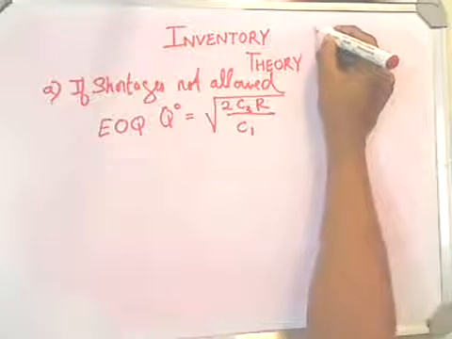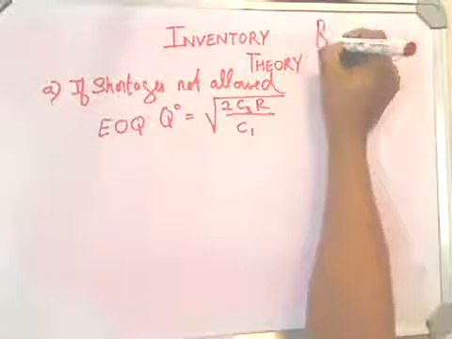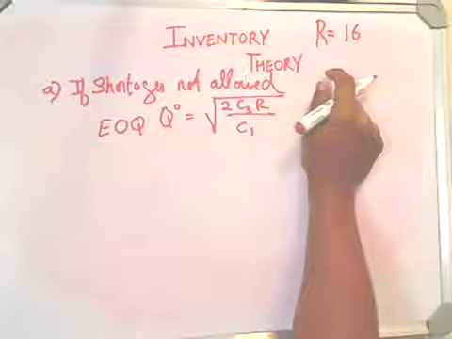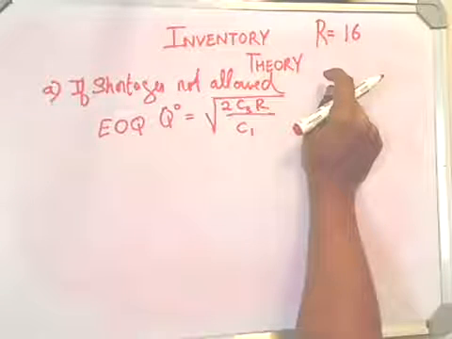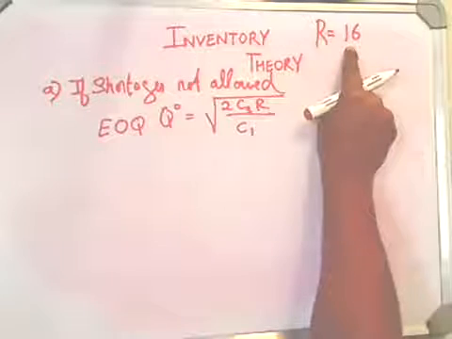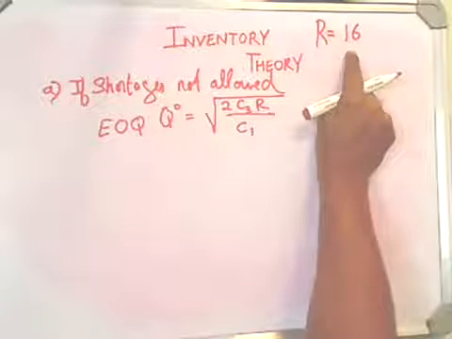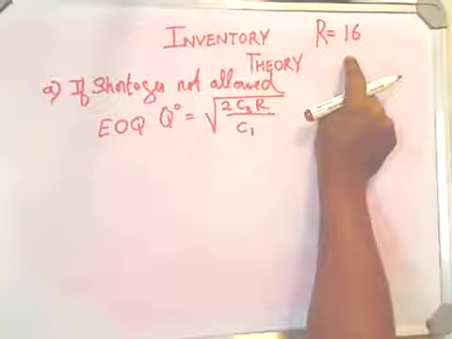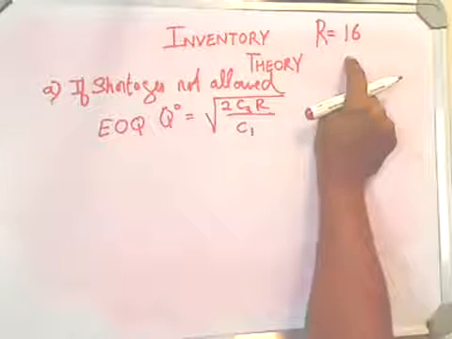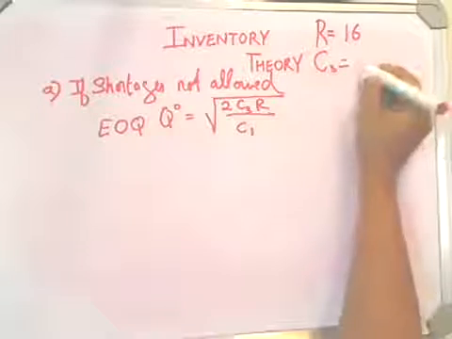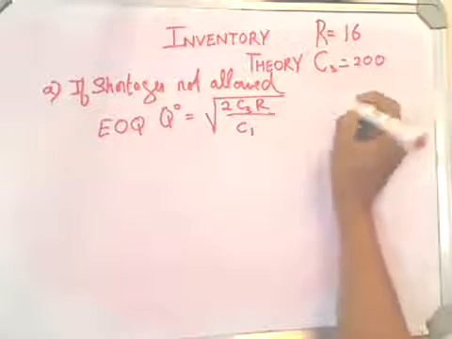The first bit of data I'm going to write is R, which happens to be 16. If you read the problem, it says a uniform rate of 16 tons per year, so 16 tons would be the demanded quantity. R here is the demanded quantity. The next thing I'm going to write is the ordering cost, which is rupees 200 per order. Ordering cost is given as C3, so C3 is going to be 200.